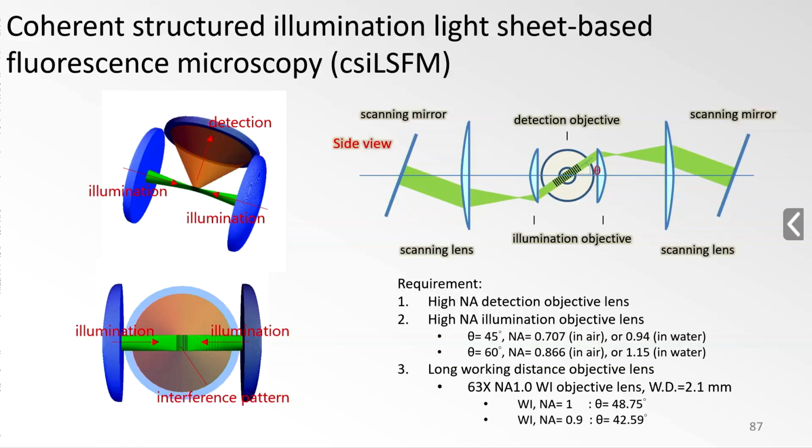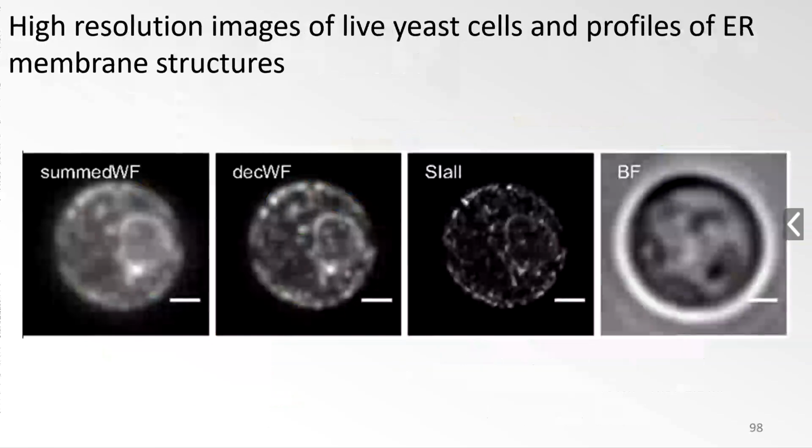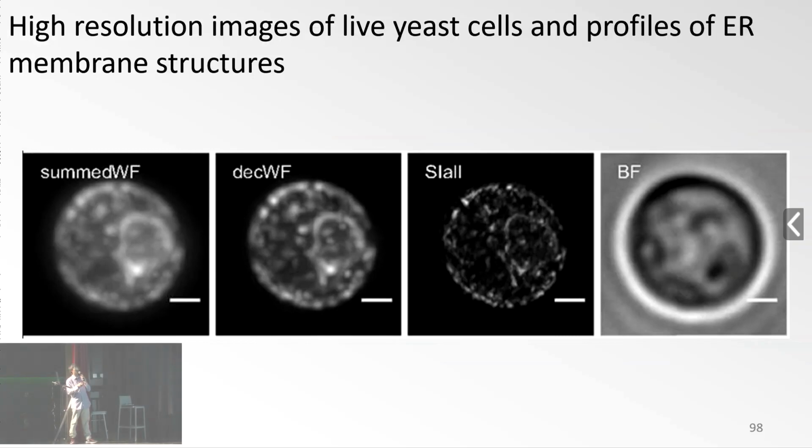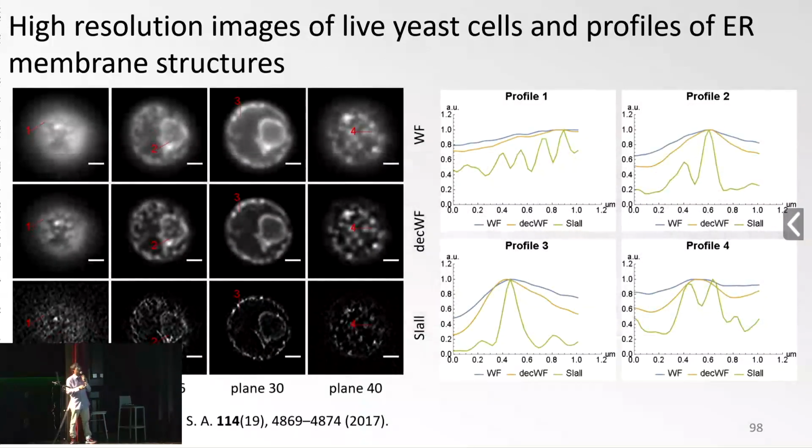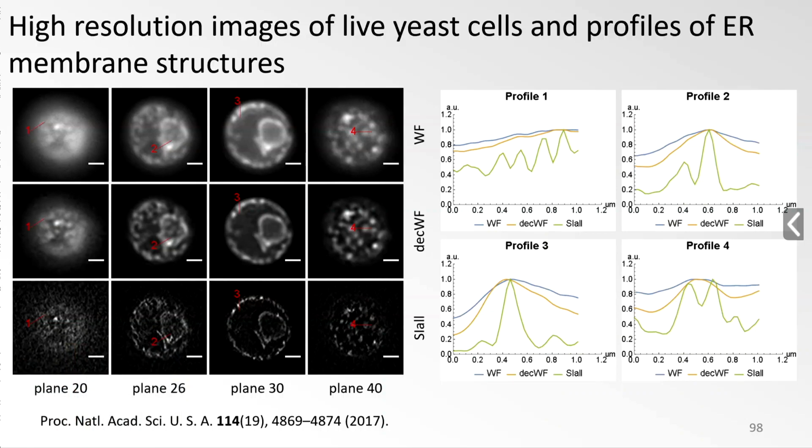Correspondingly, this interference pattern also rotates. So in principle, it works. This is some ER structures in cells. You can see this is a wide field image, this is a deconvolved wide field image, and this is what we got from the structured illumination light sheet microscope. Of course, you can go through different planes, like plane 20, 26, different planes here. You can compare the image from the wide field or the deconvolved wide field or the structured illumination. And here are some profiles.